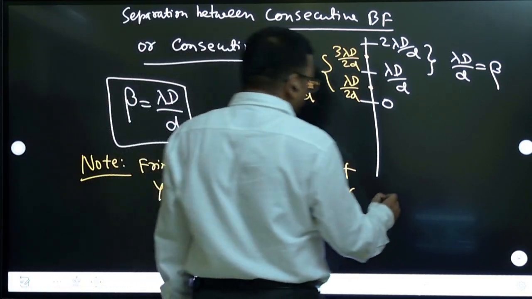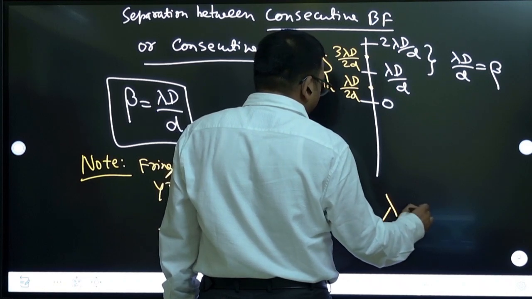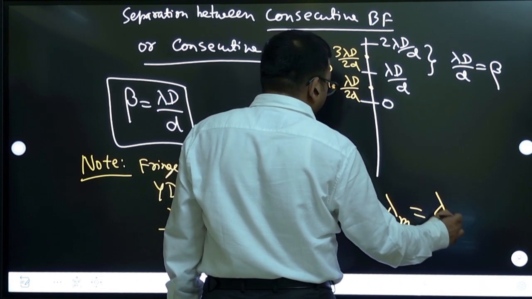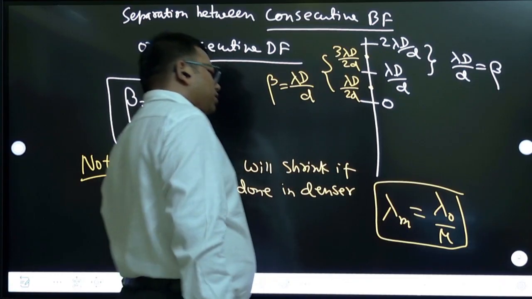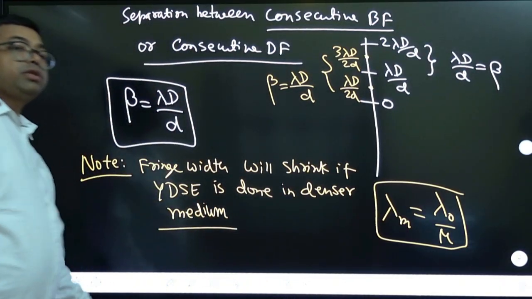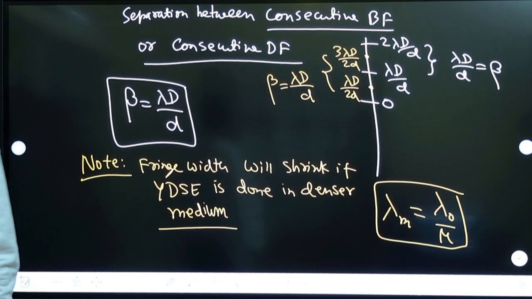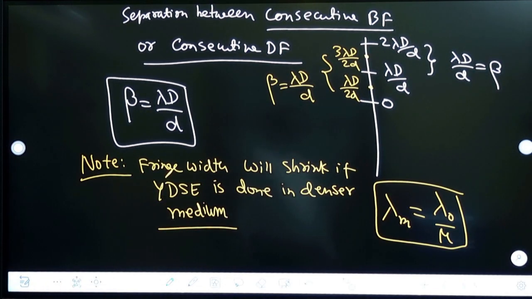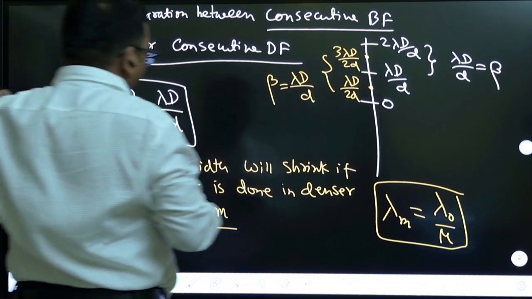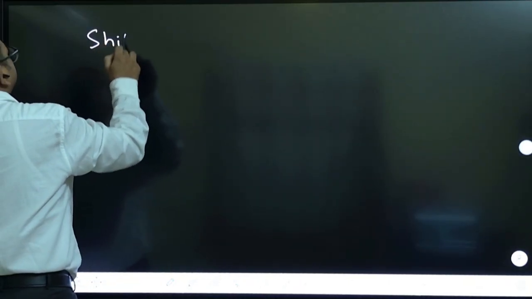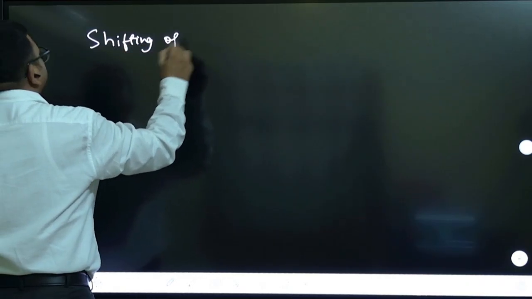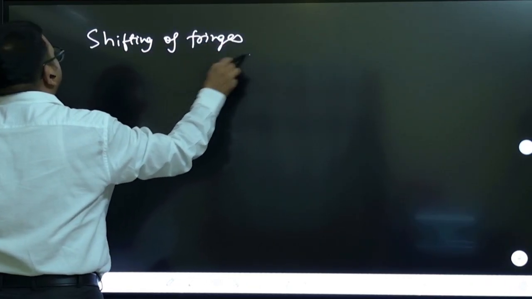Suppose lambda in a medium, you know that lambda in a medium is lambda in vacuum divided by refractive index. This you know. Just like speed changes, in the same way wavelength also changes by the same factor. Then we are going into the topic of shifting of fringes.